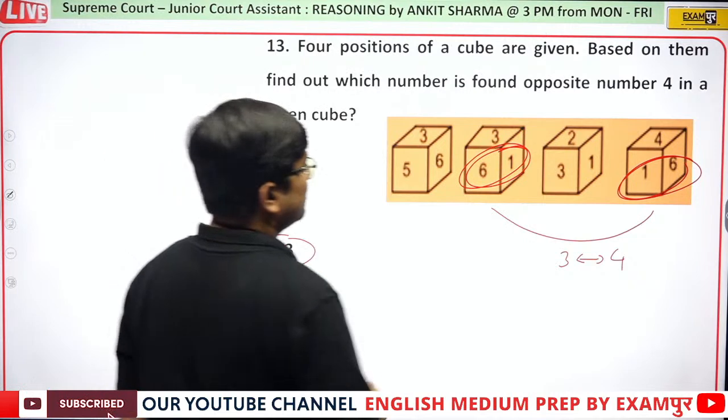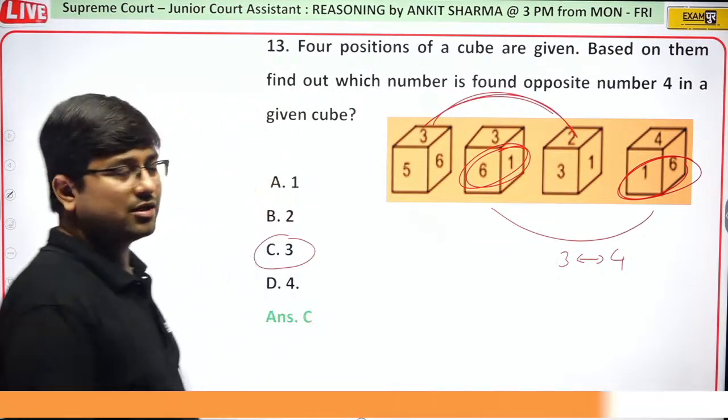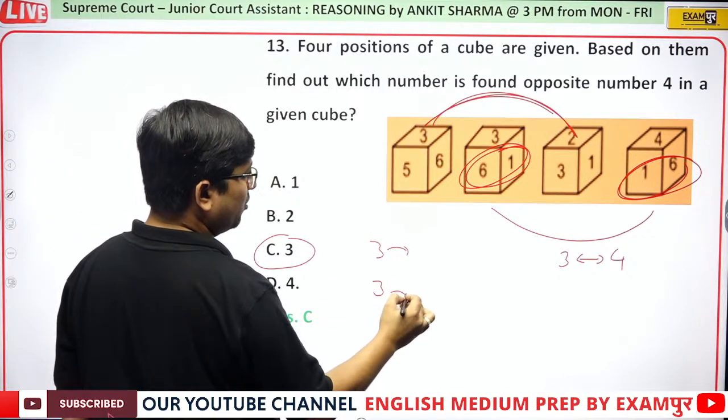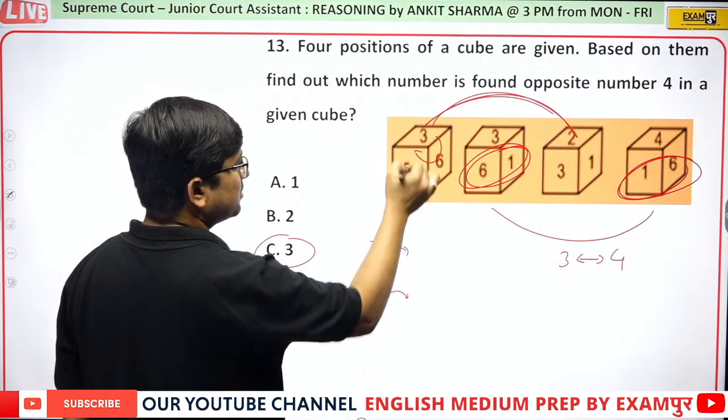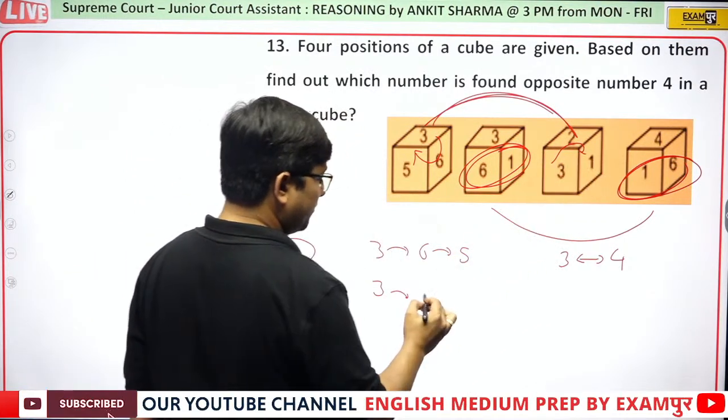My dear students, solve this. Check these two. Only one face is common, that is 3. And now start from 3 and go in clockwise direction. From 3 to 6 and from 6 to 5. From 3 to 2 and then from 2 to 1.